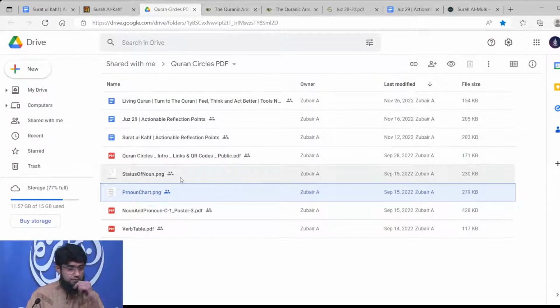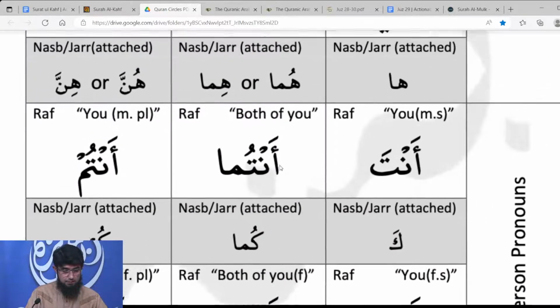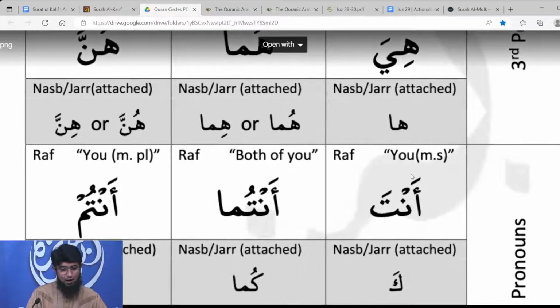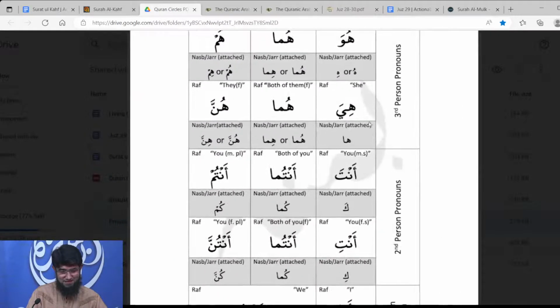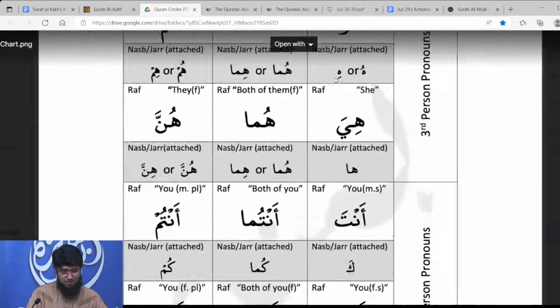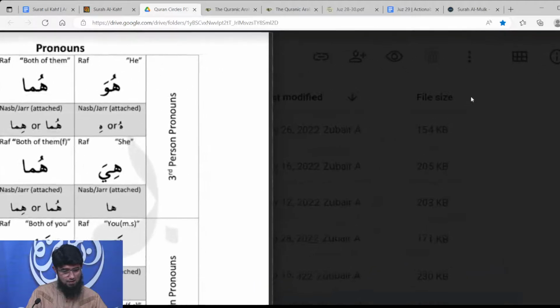Yes? The pronoun one? Yeah. Okay. Can you focus on one word like the huwa? Okay. How about here? Huwa, the first one, the top right one. Yeah, I'm just trying to get there. Oh, all right.